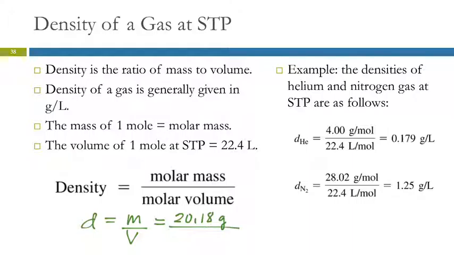And then this is at STP. What's the volume of 1 mole of neon? 22.4 liters. And so I can calculate the density that way without having to remember a special equation. And so that one comes out to be 0.901 grams per liter. Any questions?